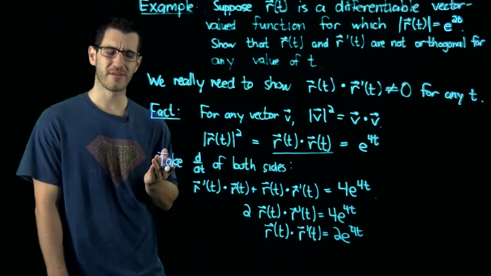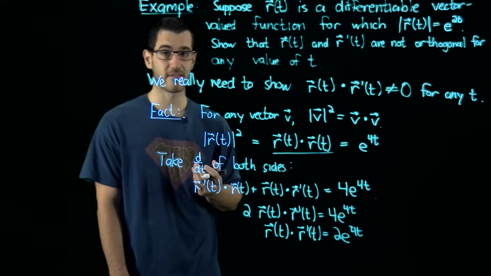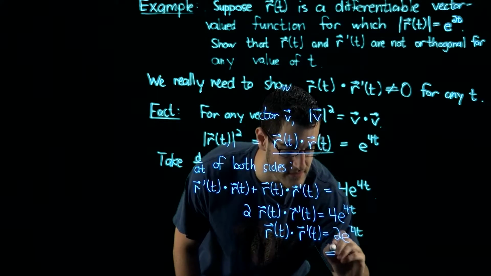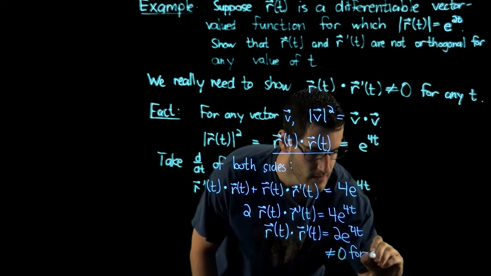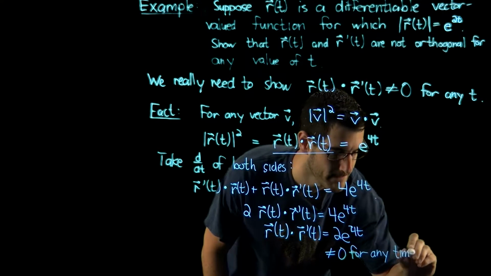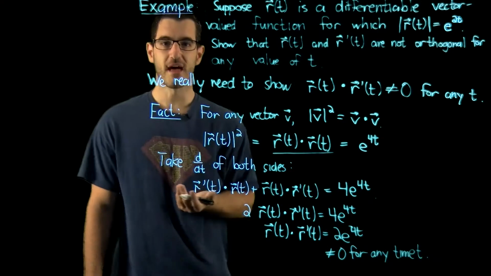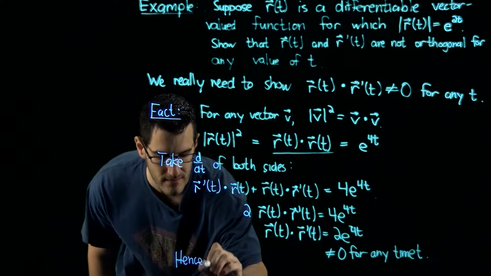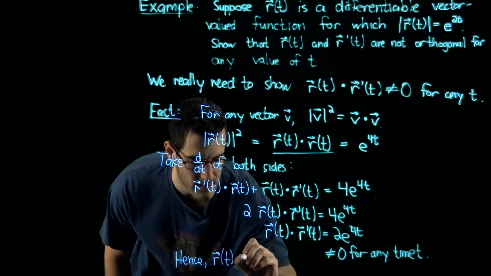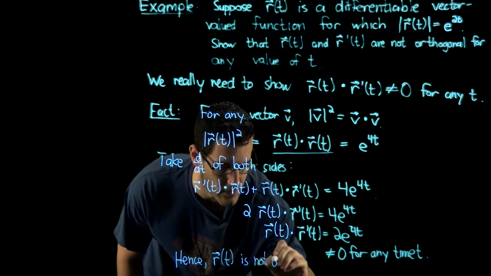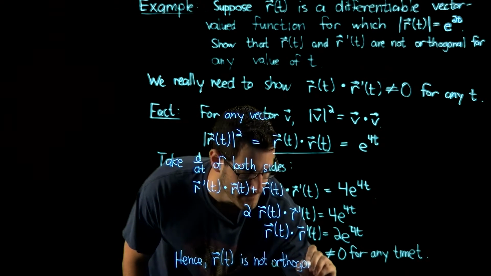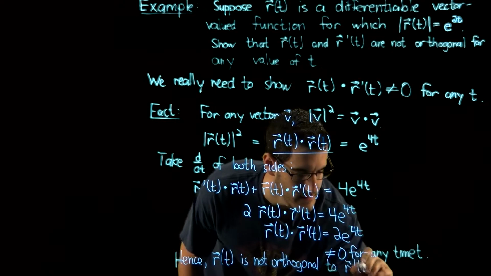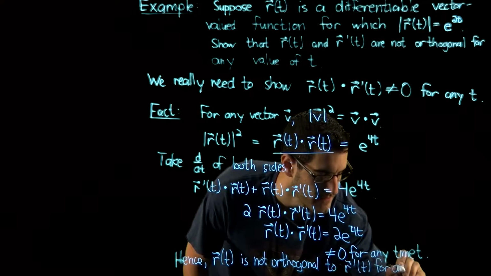Well, can that function ever be 0? Hopefully you remember that the exponential is always going to be positive, so this does not equal 0 for any time t. So what does that tell me? Well, that tells me that r of t is not orthogonal to r prime of t for any t.